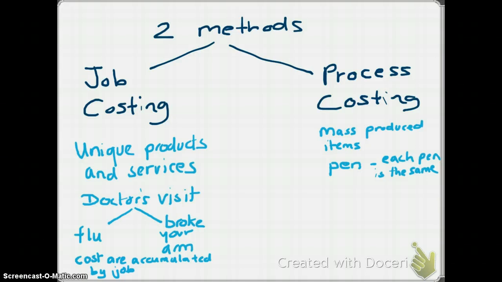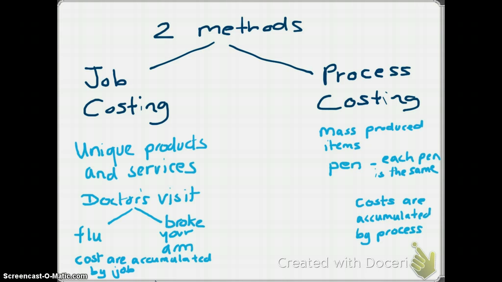It's not practical for them to trace costs to each individual job. So what they do is very different. Companies that do process costing accumulate their costs by processes. So we will talk about that later. In this section, we're going to focus on job costing.